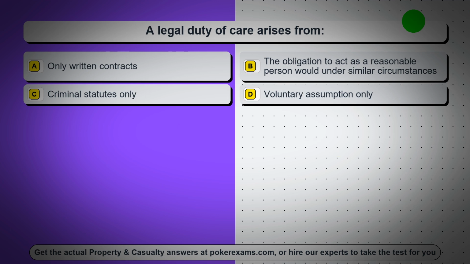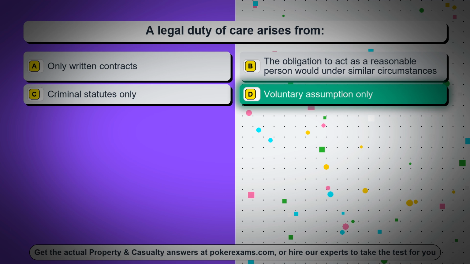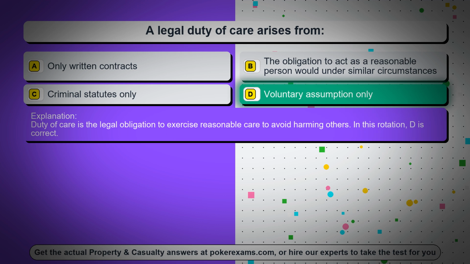Question 96. A legal duty of care arises from: Option A, only written contracts. Option B, the obligation to act as a reasonable person would under similar circumstances. Option C, criminal statutes only. Option D, voluntary assumption only. The correct answer is option D, voluntary assumption only. Duty of care is the legal obligation to exercise reasonable care to avoid harming others. In this rotation, D is correct.